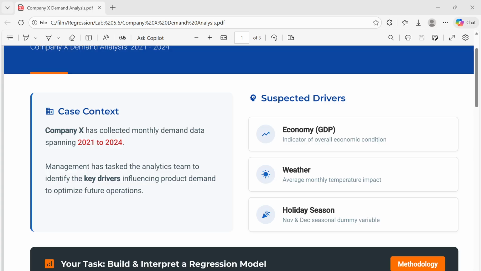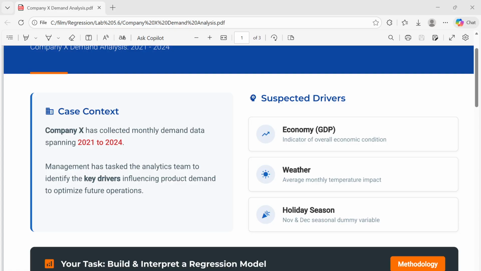Your task is to build and interpret a multiple linear regression model to determine which factors significantly influence monthly product demand and to explain the result in business terms. So I have a question: what is the research question?